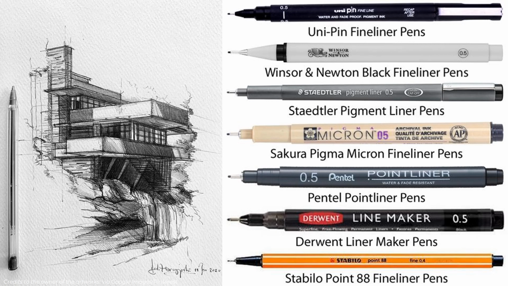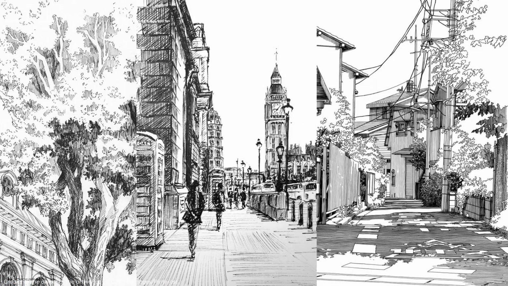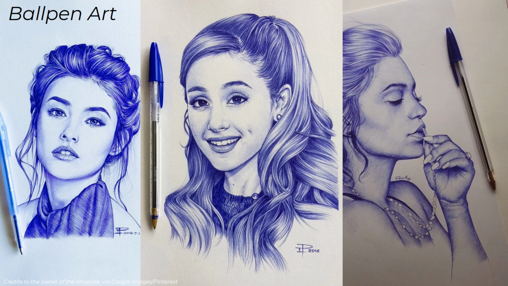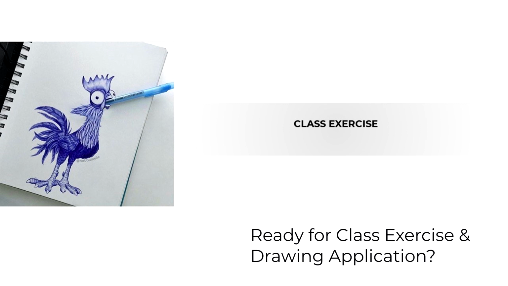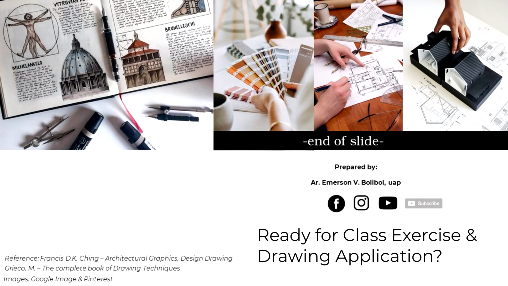There are different types of your fine liners or your pen and ink. You have your Unipin, your Windsor, Staedtler, the Sakura Pigma Micron, your Pentel point liner, the Derwent line marker, and your Stabilo Point 88. In pen and ink, you can also use your ordinary ball pen. So these are some examples of pen and ink rendering available in the internet. This is an example of your ball pen art. And that's the end of our discussion for Chapter 2, Visual Techniques, Shades, and Shadows.